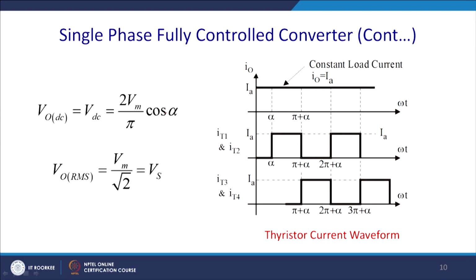So, VDC is 2 Vm by pi cos alpha. We can derive that expression simply by integration. In the same way the RMS output voltage will be Vm by root 2, which is Vs, and the current through the thyristors will be a square wave. So, this will be the current through T1 and T2 for the period of 180 degree. Similarly, this will be the current for T3 and T4.